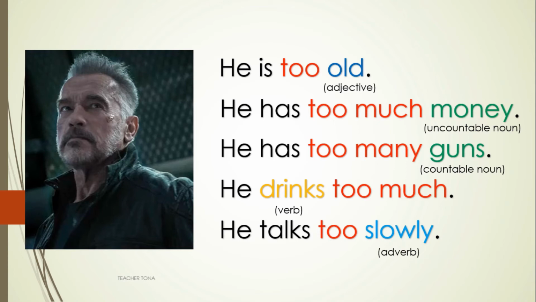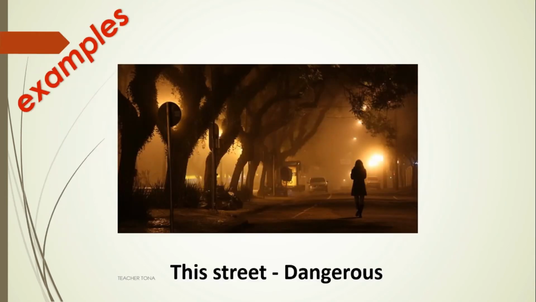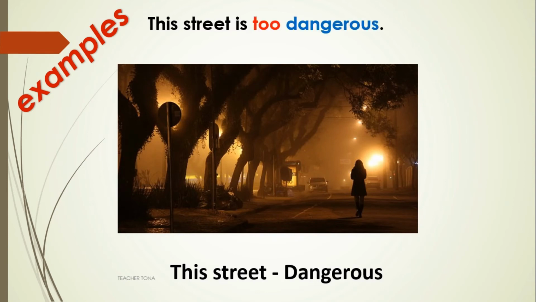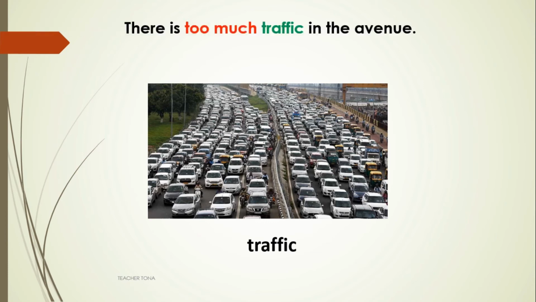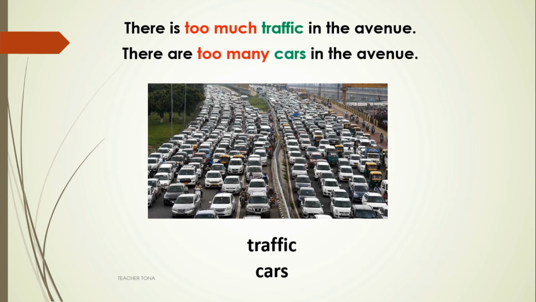Okay, let's continue, my dears. We have some examples here. This street and dangerous. How do we use them? Well, this street is too dangerous. Now we have the traffic. What can we say about the traffic? Well, according to the picture, there is too much traffic on the avenue, right? So we have the word traffic and the word cars. Okay, there are too many cars on the avenue.